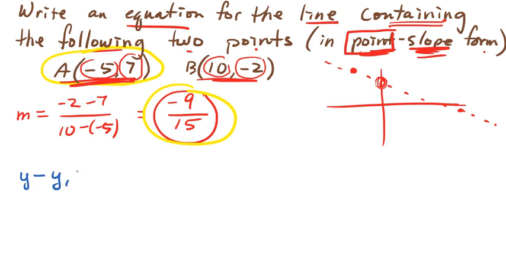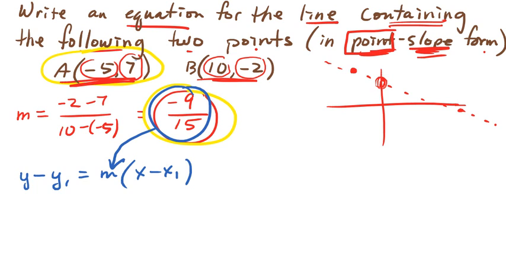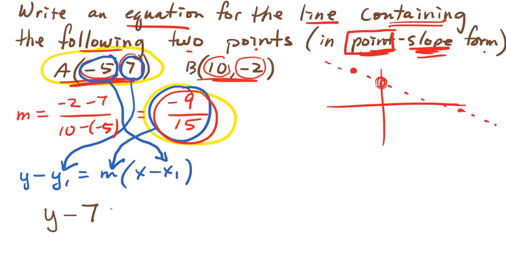Well, here's my format. I'm just going to write down the format, because that's the point-slope form. And I'm going to put my slope in there for m. And I'm going to put this y value right here, and this x value right there. And so this is what it should look like when it's all said and done. y minus 7 equals negative 9 over 15 for a slope times x.